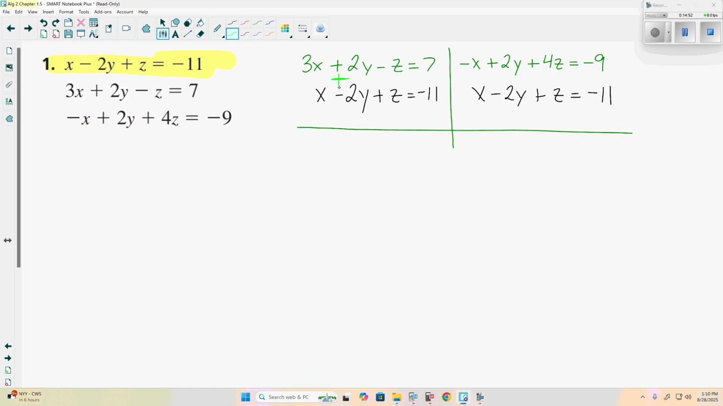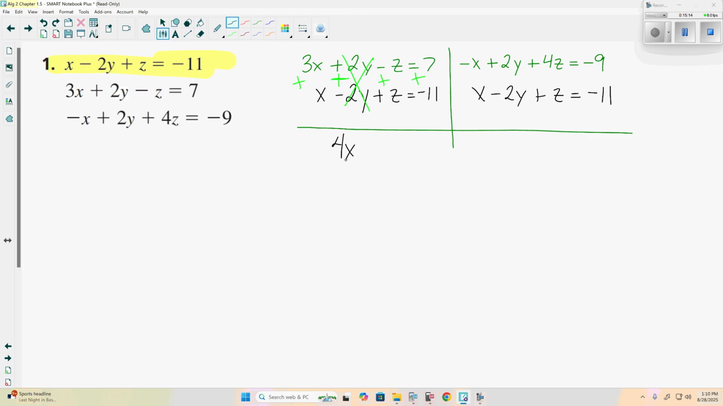So we can't actually subtract these two. We've got to add them because 2 plus negative 2, 2 minus 2 is indeed 0. So we're actually adding this one. Now we can add the other terms. 3x plus x is 4x.